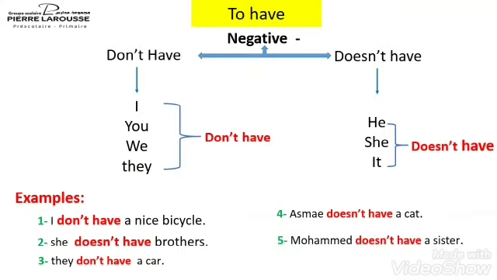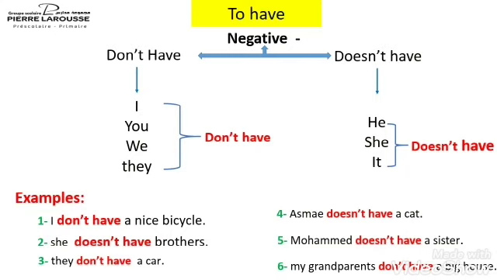Number 5, Muhammad doesn't have a sister. Muhammad doesn't have, and of course I can say he doesn't have. The last one, my grandparents don't have a big house. So we say don't have because grandparents is plural. So for grandparents, we can say they don't have a big house.